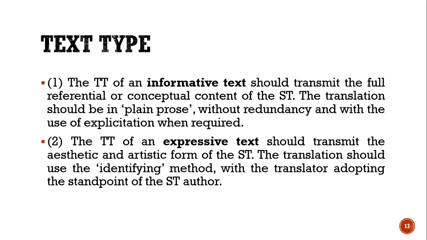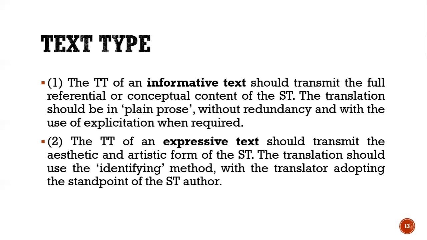So the target text of an informative text should transmit the full referential or conceptual content of the source text. So the reference or the concept or idea, opinions, whatever is available in the source text, we have to transmit it to the target text. So that is the informative text. The translation should be in plain prose, as we have already mentioned, without redundancy and with the use of explicitation when required. So we need to give explanations, we have to cite different things, and we have to explain it. If I want to put it in simple language, also without redundancy. That means you cannot repeat the same thing again and again. So that is called redundancy. So we cannot make the idea or the concept or the reference redundant. So that is informative text.